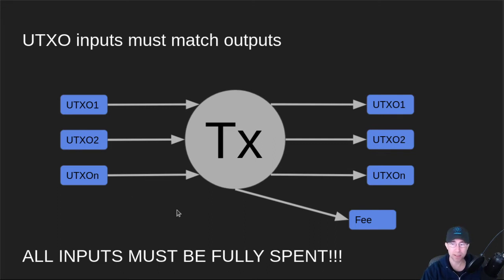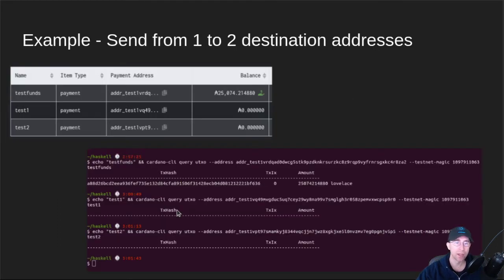So let's take a look at this in more of a concrete example. Let's say that I have some funds here, and on these funds there is a single UTXO. It's in this A88D26 transaction, index of zero, and then there's my amount of Lovelace there. Lovelace is the smallest amount of ADA. It's equivalent to a Satoshi in the Bitcoin world. Basically, you convert from Lovelace to ADA by moving the decimal six places or dividing by a million. So a million Lovelace is one ADA.